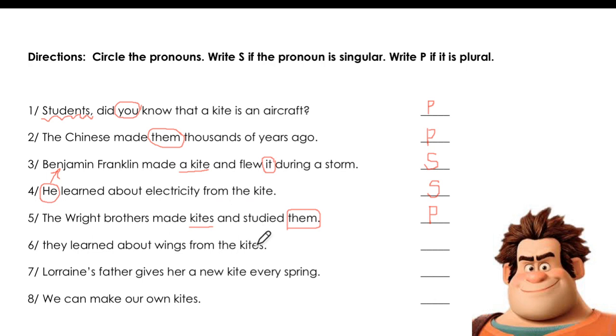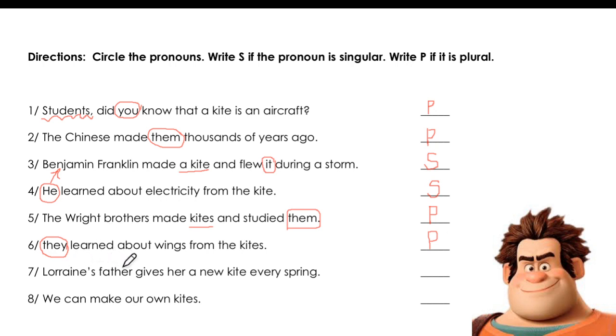Where is the pronoun? They. It should be capitalized because of the beginning of the sentence, but it's okay. They. Is it singular or is it plural pronoun? Of course it is plural because it means the Wright brothers. They studied them. They learned about the kites.